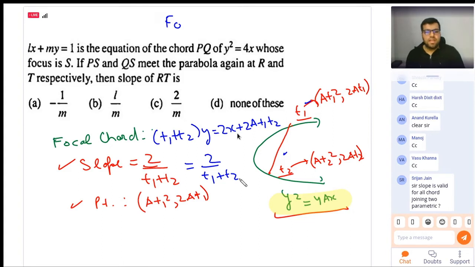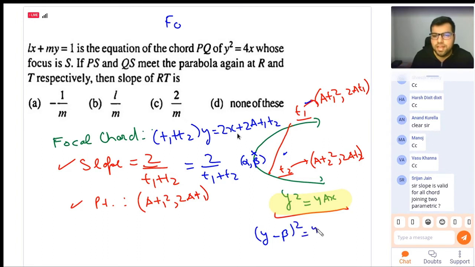In fact, Srijan, if you take this point as alpha comma beta, then the equation will become y minus beta whole square equals 4a into x minus alpha. Even in that case, when you take 2 points as T1 and T2, your slope will remain 2 over T1 plus T2 only, even when the parabola is displaced. But focal chord, you should know.